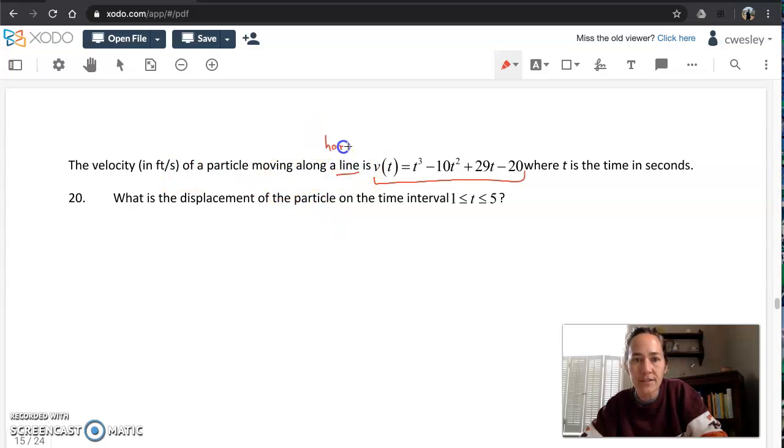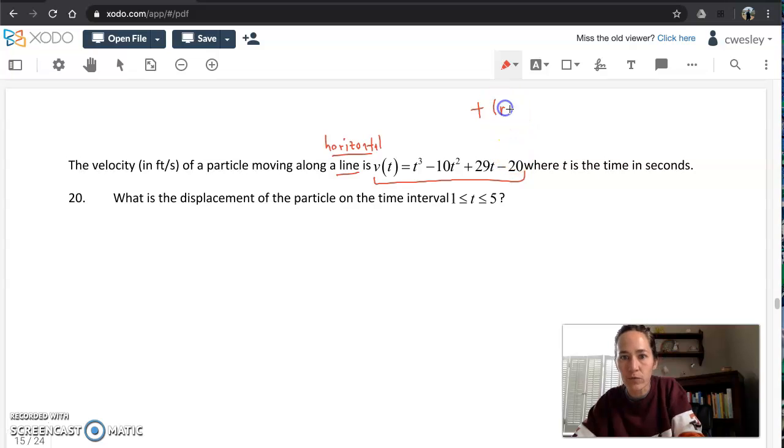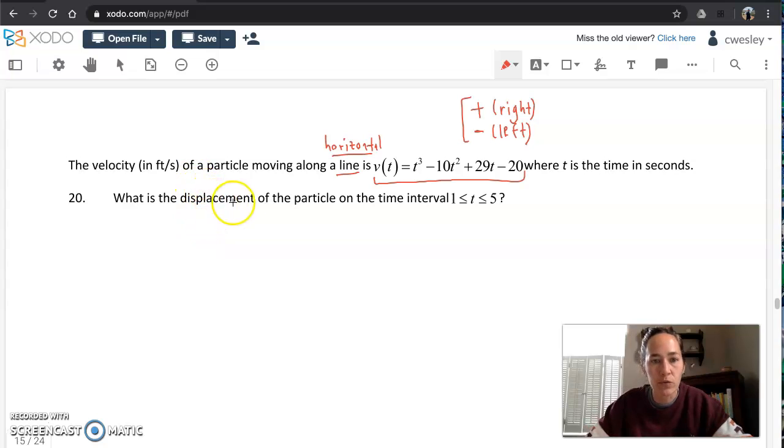It's some particle moving along a line. Let's say it's a horizontal line, meaning velocity could be positive, negative, or zero. If we get positive velocity, we'll say the object is moving to the right. We'll call the right the positive direction. And if velocity comes out negative, we'll say the object is moving to the left at that time. Okay, what is the displacement of the particle on the time interval from 1 to 5?